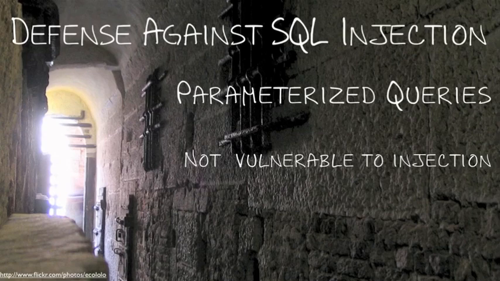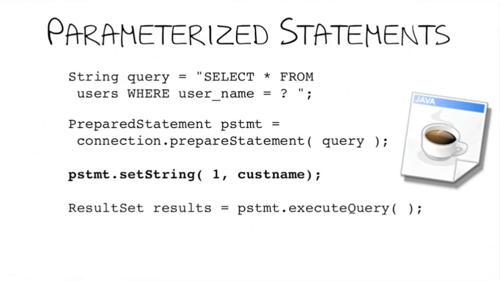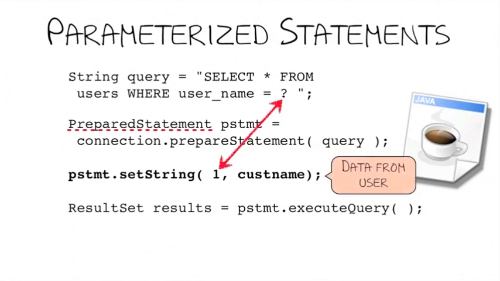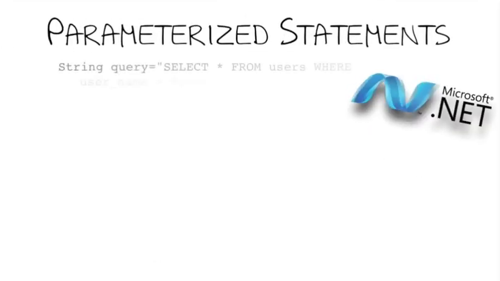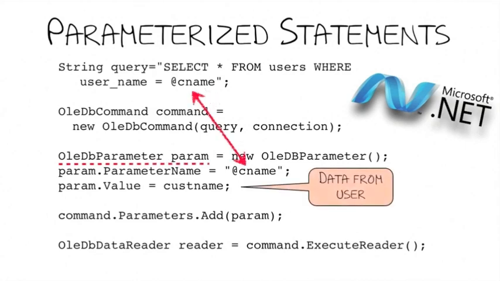So let's take a quick look at some code. This first example is in Java. In this Java code, we put a question mark placeholder in the SQL statement where we want the user data to go. Now, instead of the statement, we're using the prepared statement, which allows us to safely replace the question mark with the user data. Now let's move on to .NET. .NET is almost the same thing. We put a token in the SQL statement where we want to safely insert user data. We then instantiate the parameter instance and tell it the token name and value. Then we add the parameter to the command.